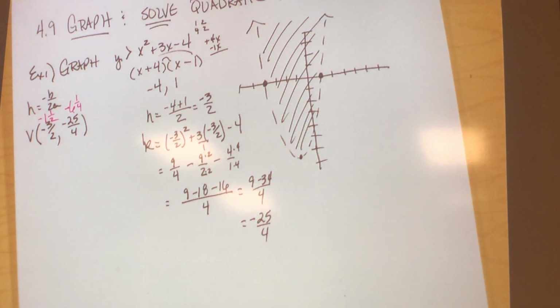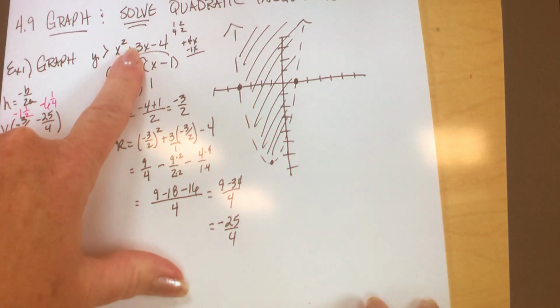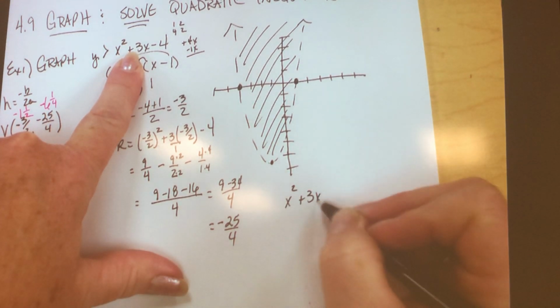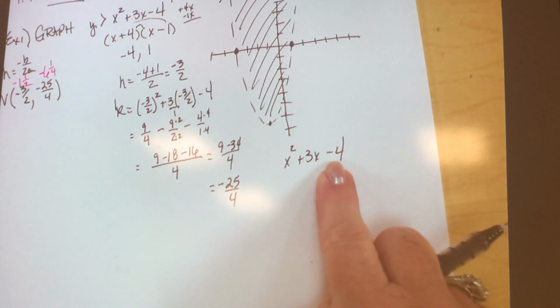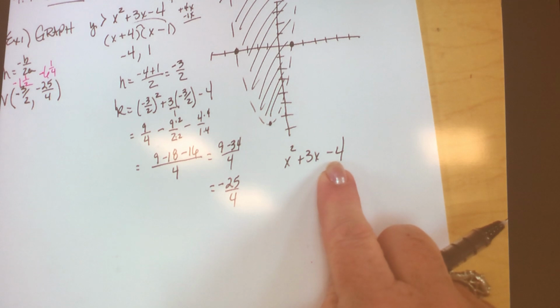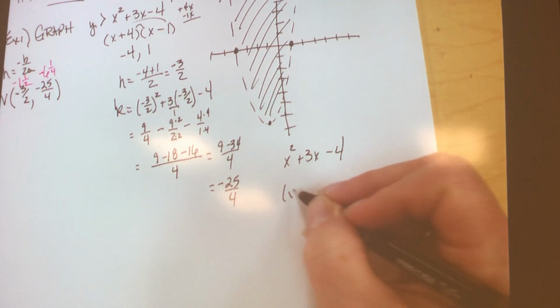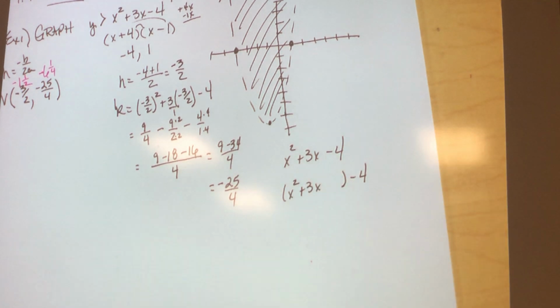Anybody got a question? Okay, so I'm going to show you really quick. I'm going to take this same problem, x squared plus 3x minus 4, and complete the square on it. Should you know how to complete the square? Yes. So let's see. We're going to write x squared plus 3x, close the parentheses, and then minus 4 out here. Are you with me?